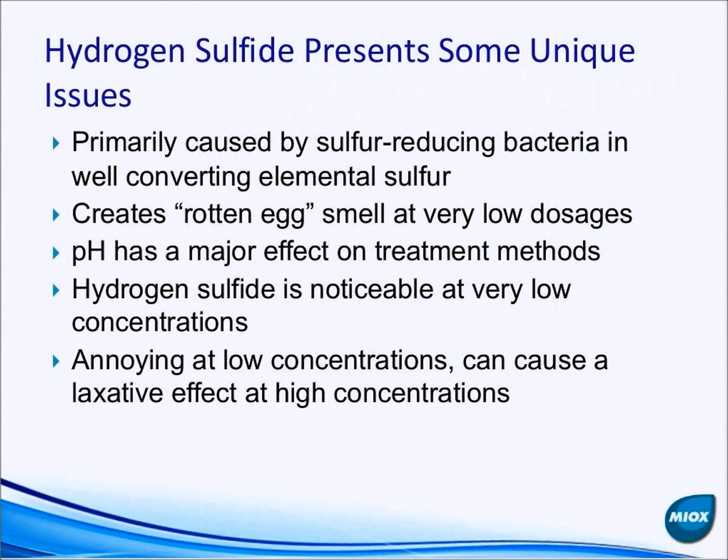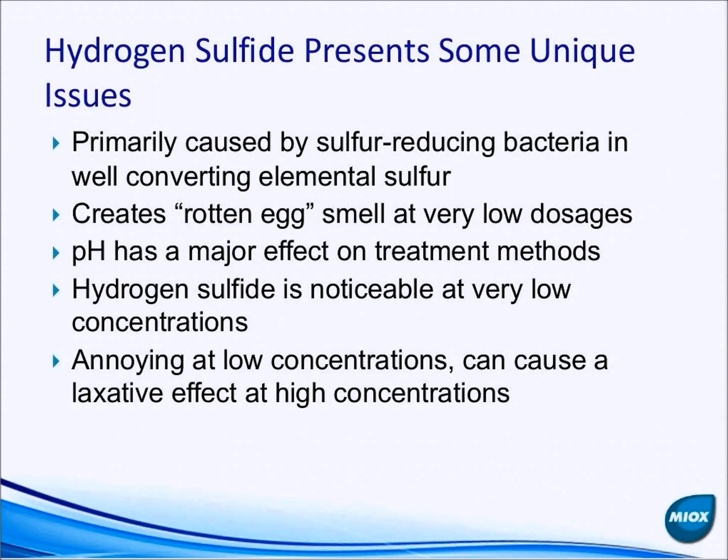Hydrogen sulfide presents some unique issues. Primarily, hydrogen sulfide gets into a water source in situations where you have a well that has sulfur in the surrounding rock and the surrounding aquifer, and sulfur-reducing bacteria may be present in that aquifer. The sulfur-reducing bacteria use the sulfur as a food source, in essence, and a byproduct of its metabolic process is that it produces hydrogen sulfide. And that hydrogen sulfide gets into the water, it solubilizes into the water, and creates a rotten egg smell, even at very, very low dosages.